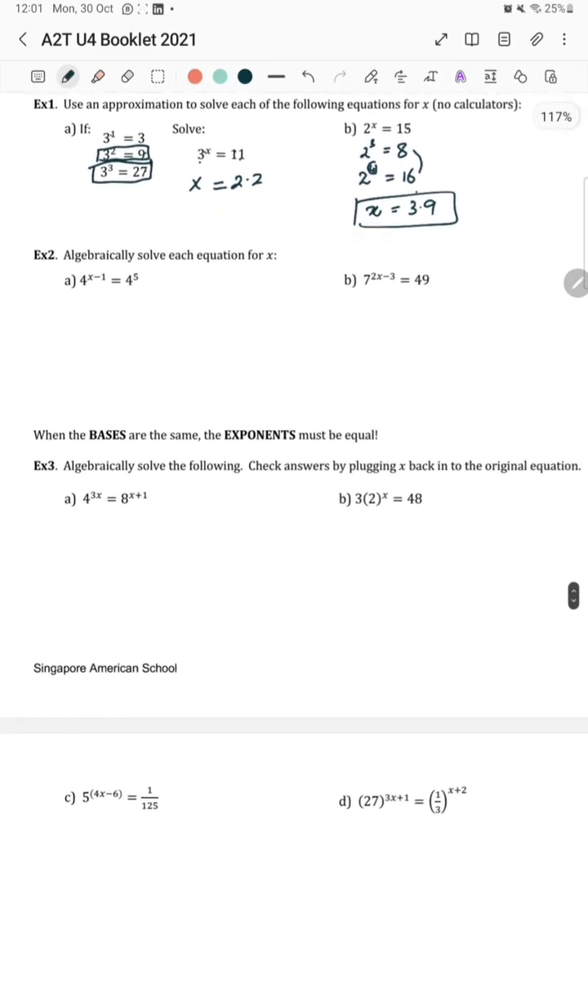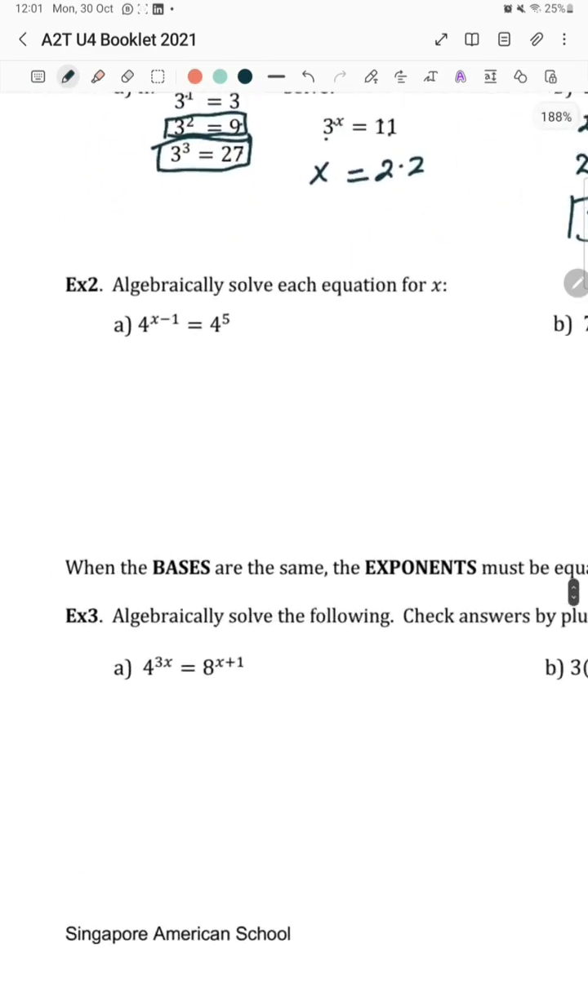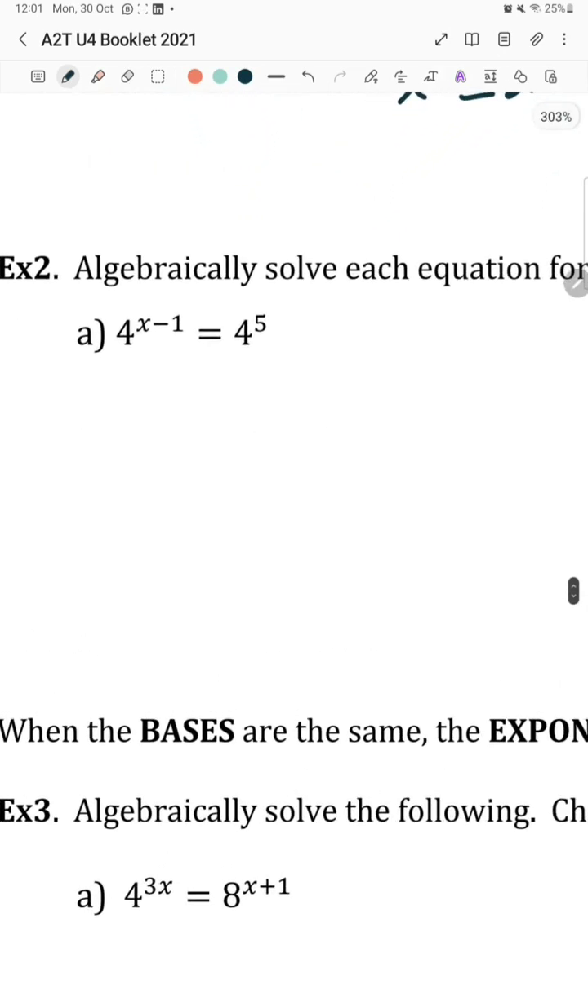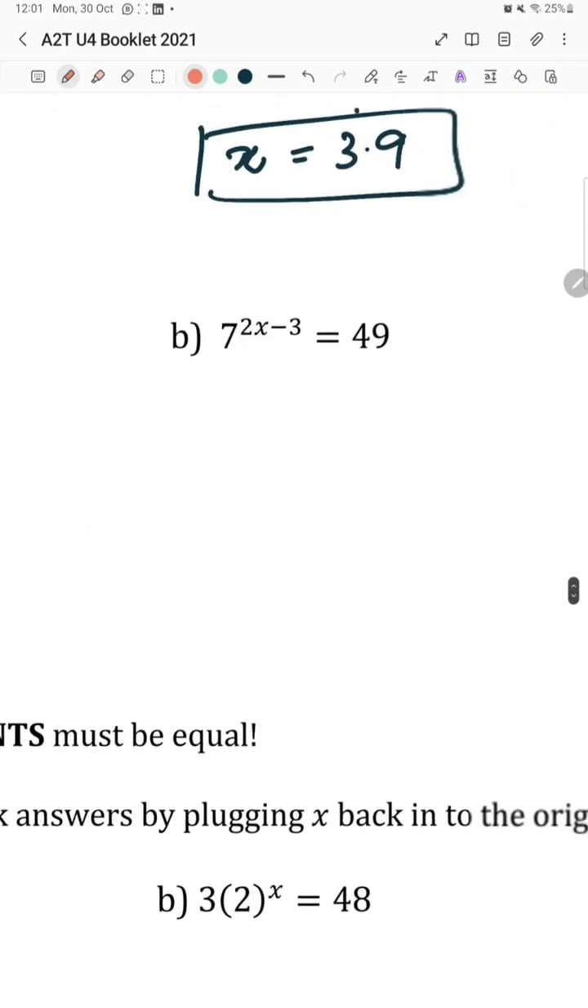Okay. Algebraically solve each equation for x. So for solving algebraically, this is called the base and this is called the exponent. So where bases are equal, we will make exponents equal. So x minus 1 is equal to 5, x is equal to 5 plus 1, x is equal to 6.